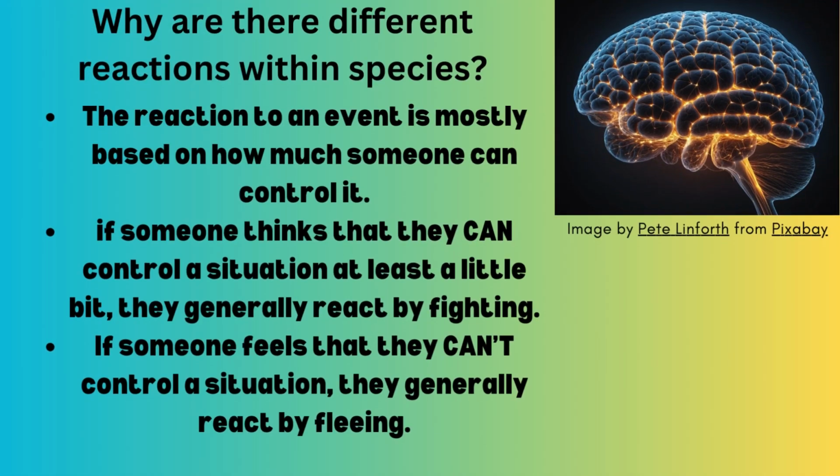It makes sense that these would vary between species, but why does it vary within species? As it turns out, this has more to do with the situation than the animal or person. For example, if someone or something thinks they can control a situation, they usually choose fight. If not, they're more likely to choose one of the other three. This is because fighting something is more dangerous than fleeing from it.